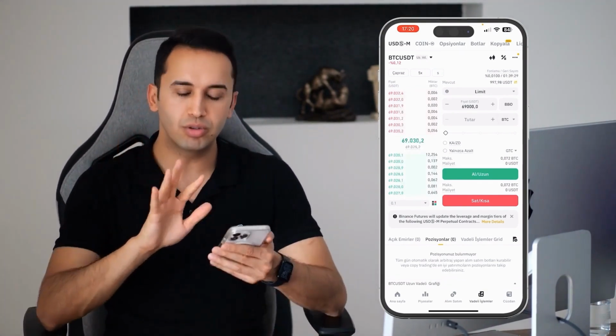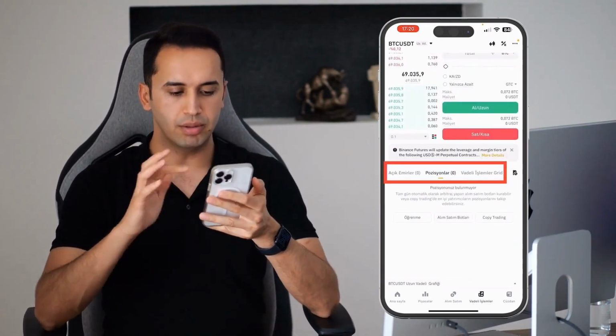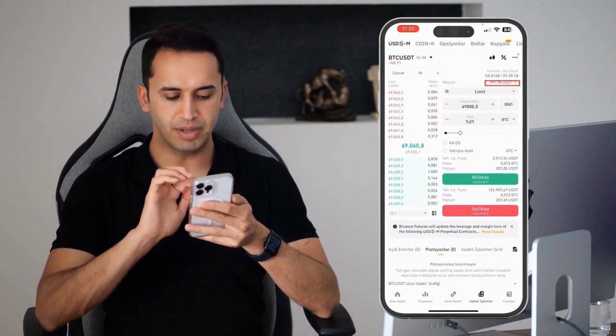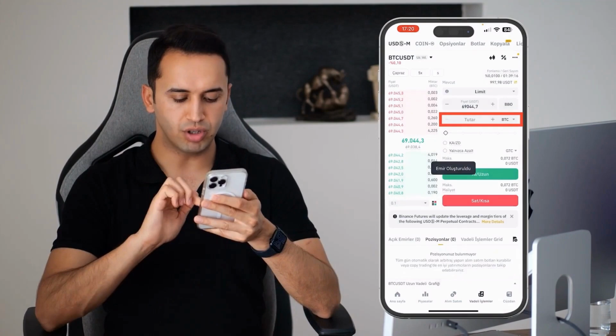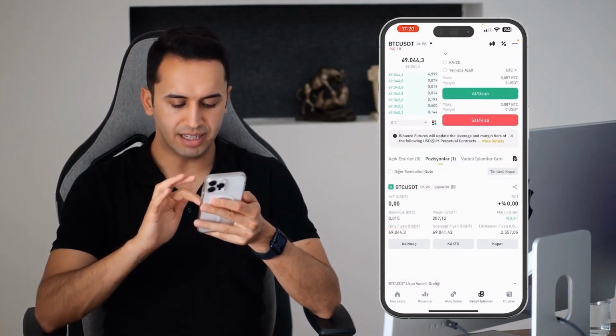And now we are moving on to the stop limit. Now, friends, first of all, I don't have an open position below. I will open a position. Let me open a position like this. I have $1,000 in Binance Futures and I opened a $200 position. Look, my position opened immediately. My entry price is $69,000.